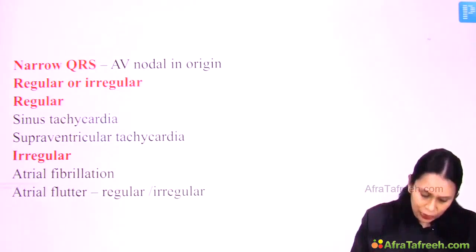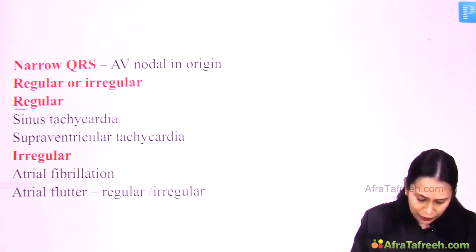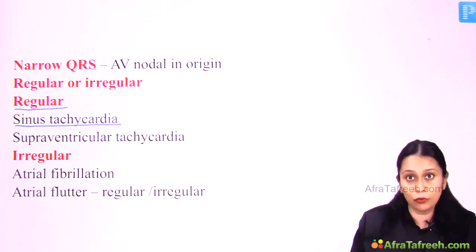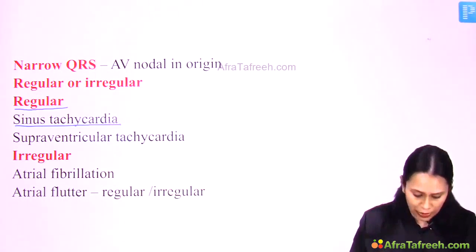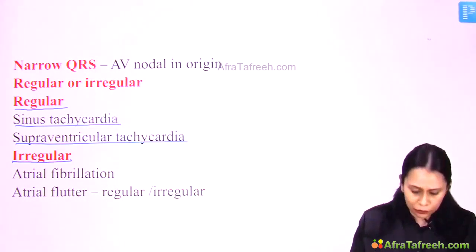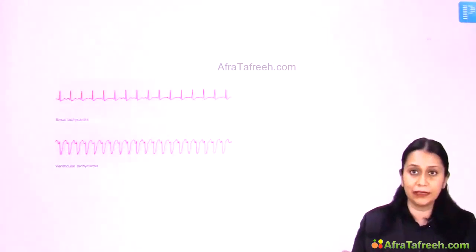Okay, so as I told you, regular or irregular. Regular means sinus tachycardia, which has a sinus rhythm, only the heart rate is more than 100, and supraventricular tachycardia. Irregular, we will discuss two: atrial fibrillation and atrial flutter. So let us start with sinus tachycardia.